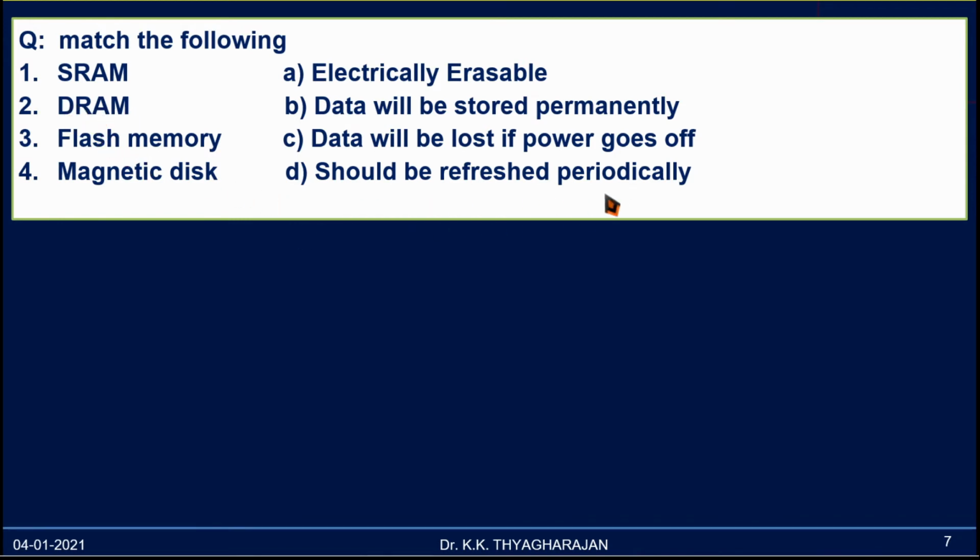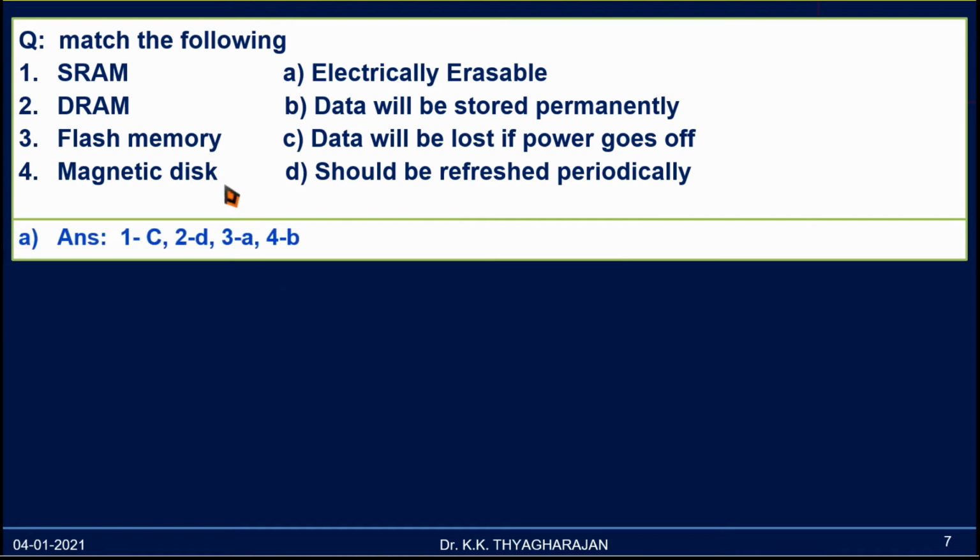DRAM should be refreshed periodically. You know that flash memory is electrically erasable. Then for SRAM, data will be lost if power goes off. So for 1 it is C, for 2 it is D, and for 3 it is A. For magnetic disk, data will be stored permanently, B. So the correct answer is 1 C, 2 D, 3 A, or B.